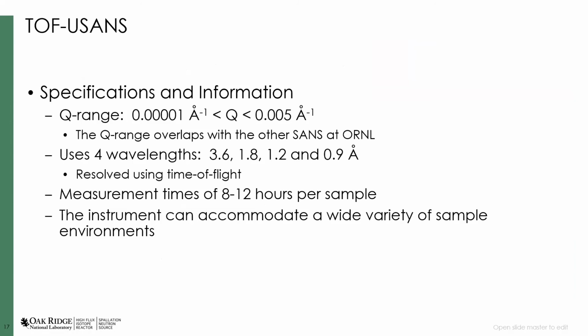The time-of-flight USANS has a Q minimum of about 1 × 10⁻⁵. And the Q max is 0.005 inverse angstroms, which means that it can overlap with all 3 of the SANS instruments at Oak Ridge National Laboratory, which is really useful. It means that someone can do a measurement on the USANS, do a measurement on one of the other SANS instruments, piece the data together and analyze it all at one time.